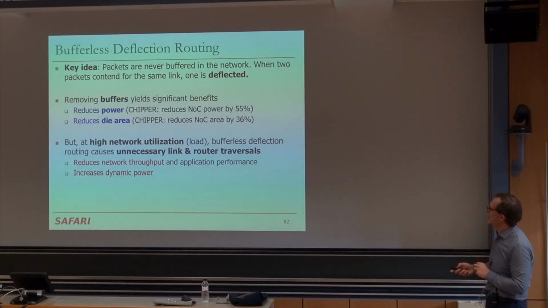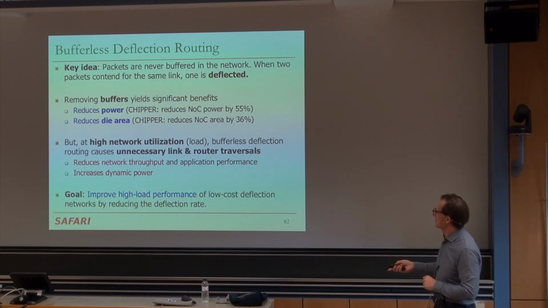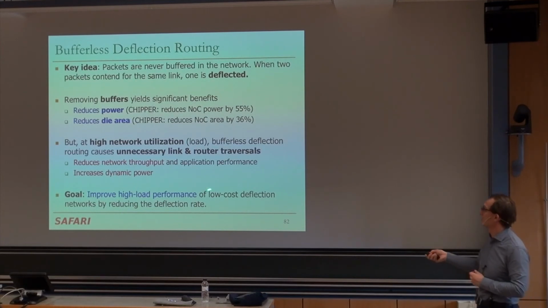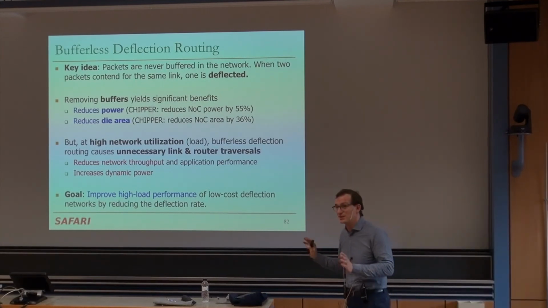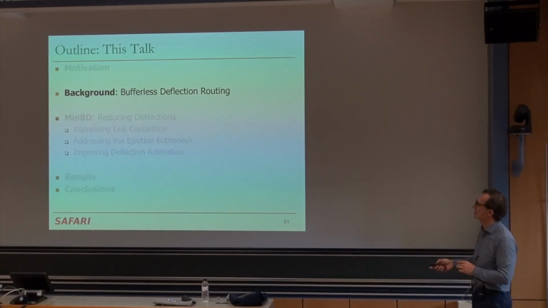Okay, we already saw this. Well, we didn't see the slide, but basically, yeah, bufferless routing is good. So the goal is to improve high load performance at low-cost deflection networks by reducing the deflection rate. How do you do that? So I'm going to give you several ideas. I've given you the high-level ideas, but let's take a look at that quickly.